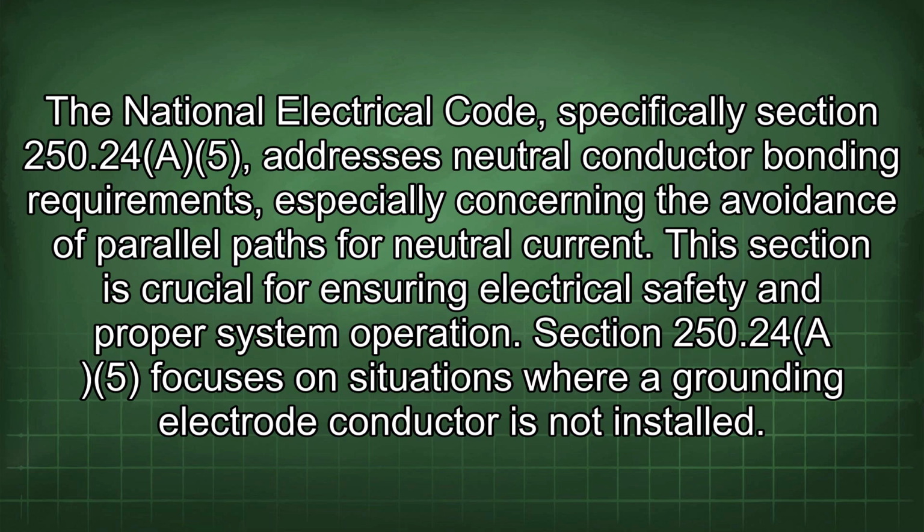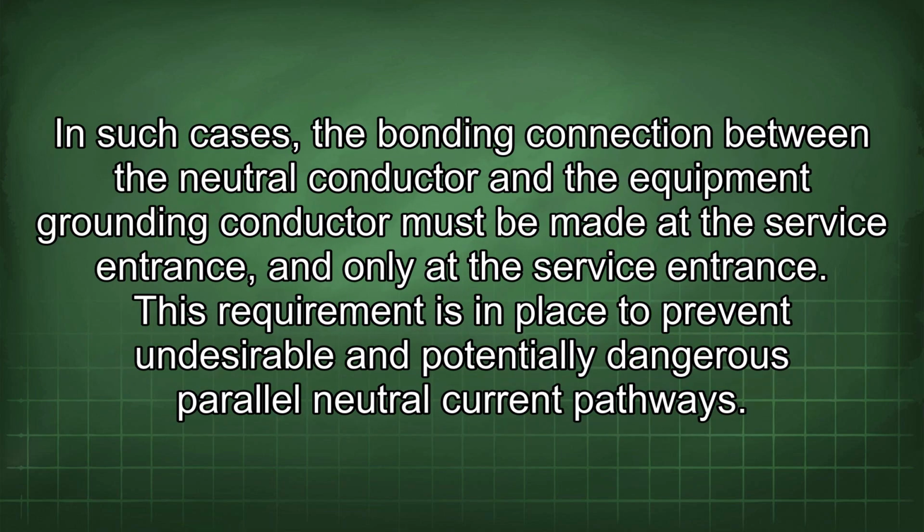Section 250.24(A)(5) focuses on situations where a grounding electrode conductor is not installed. In such cases, the bonding connection between the neutral conductor and the equipment grounding conductor must be made at the service entrance, and only at the service entrance. This requirement is in place to prevent undesirable and potentially dangerous parallel neutral current pathways.